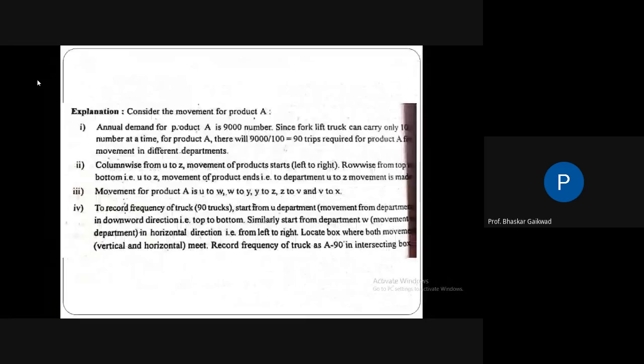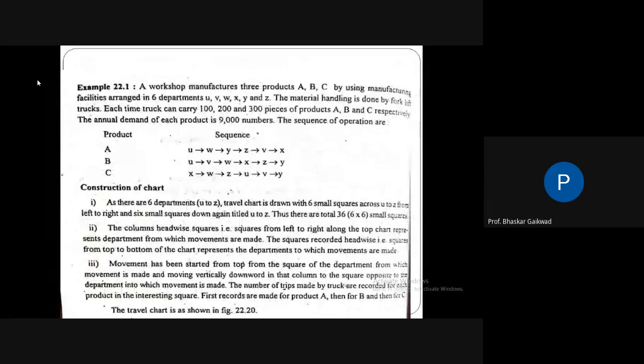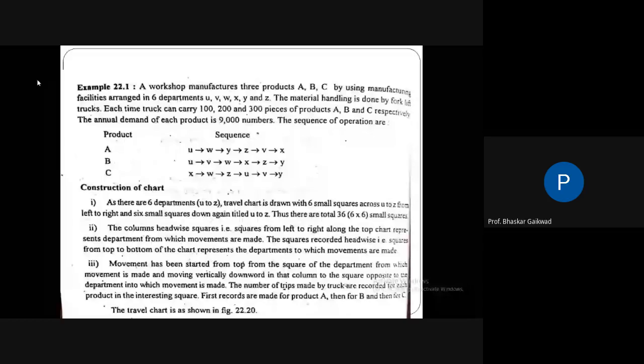Okay. So once again, this travel chart, as per these problems, this is example number 22.1. Three products are there, and the quantities produced are 100, 200, 300, and that is carried by the forklift. Annual demand is 9,000. Accordingly, we are making this travel chart.